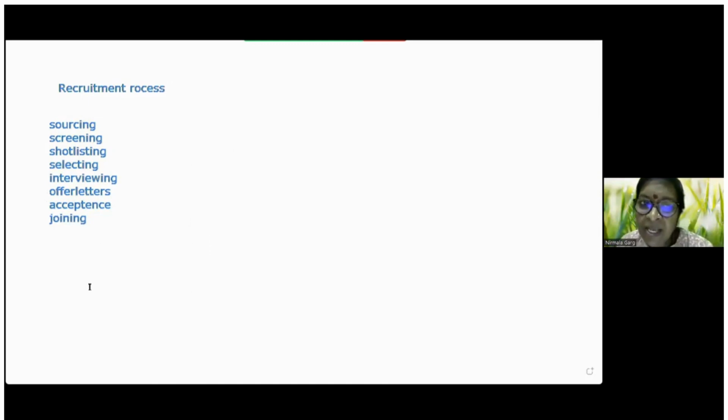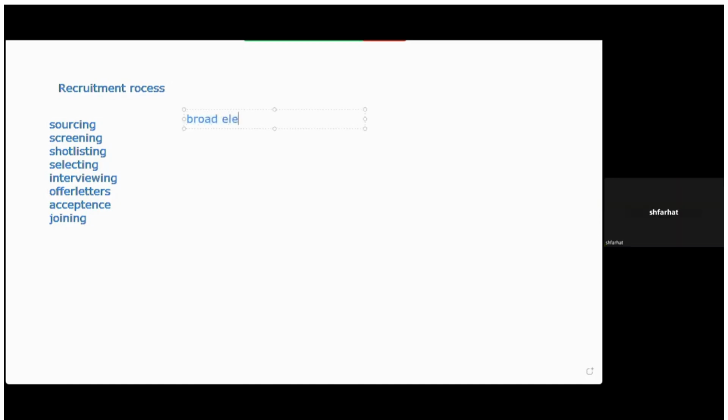So will every process have what I call broad elements? Yes. Broad elements means you do certain activities which will form that element. Like in sourcing, you will look at all these channels from where you want to source, right? So that's called a broad element.